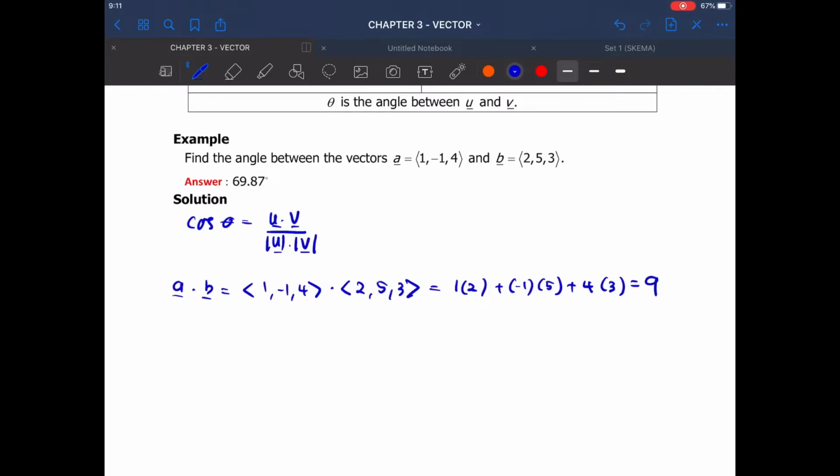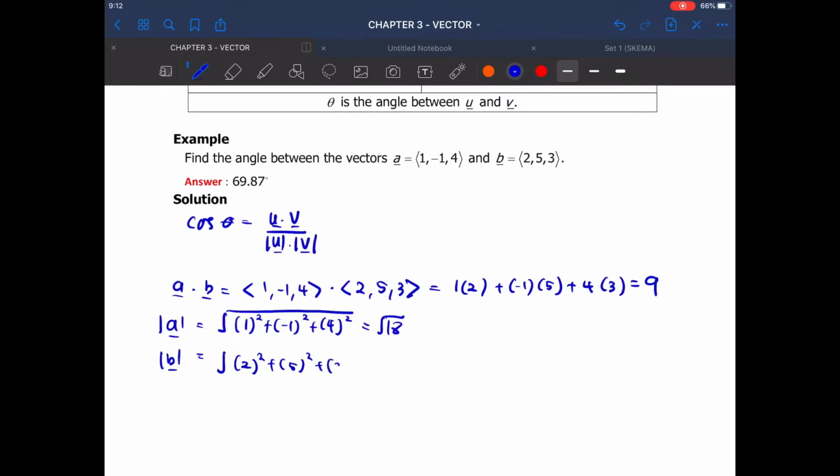Now you have to find the value of magnitude u and magnitude v, whereby you have to find the magnitude of A and the magnitude of B. The magnitude of A means the square root of 1 squared plus negative 1 squared plus 4 squared. So this will become root of 18. The magnitude of vector B is the square root of 2 squared plus 5 squared plus 3 squared. So square root of 38.